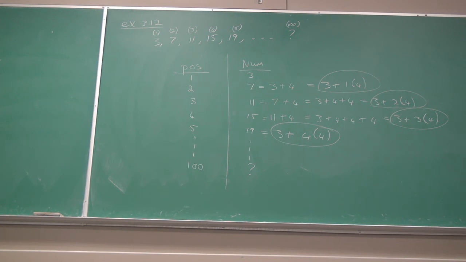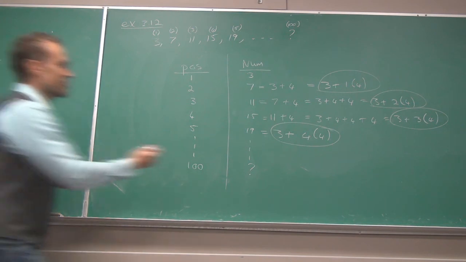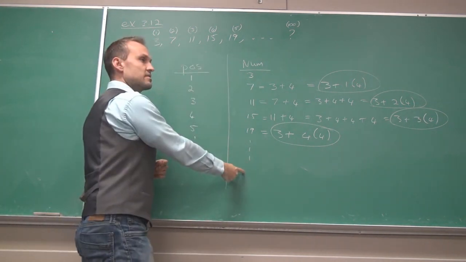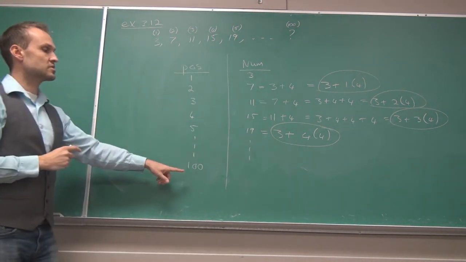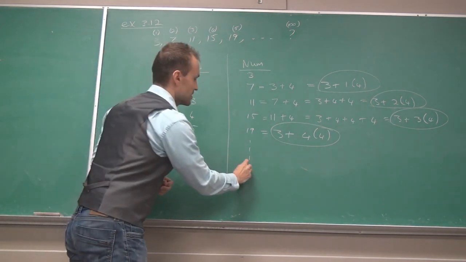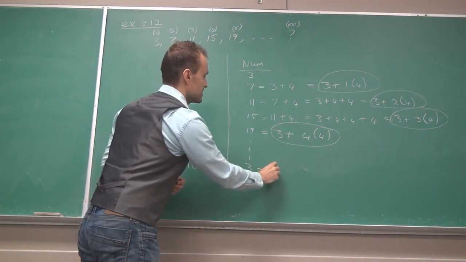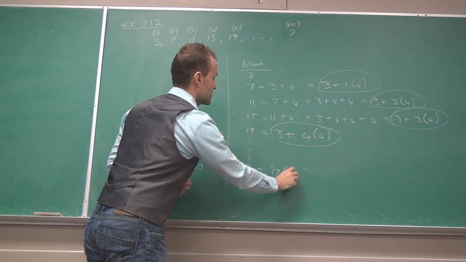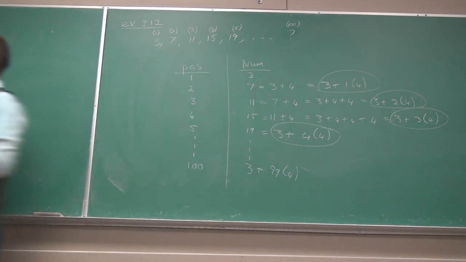Everyone happy with that? The number of 4s that I add in the calculation is always 1 less than the position. Therefore, the calculation for the number in position 100 is 3 plus 99 groups of 4. So handy.